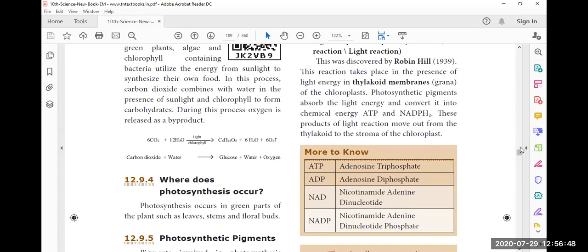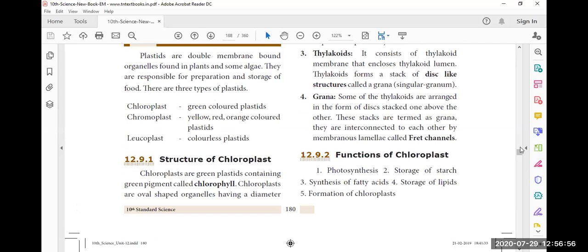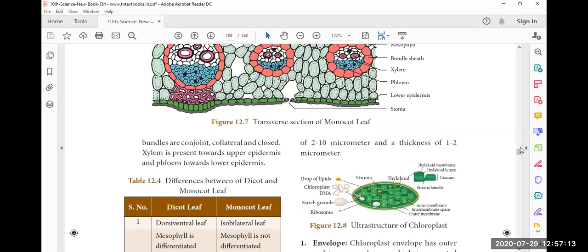These products of the light reactions move out from the thylakoid to the stroma of the chloroplast. If you see the structure of the chloroplast, the light reaction occurs mainly in the thylakoid, and the products are released into the stroma.